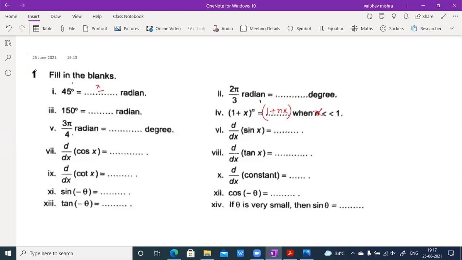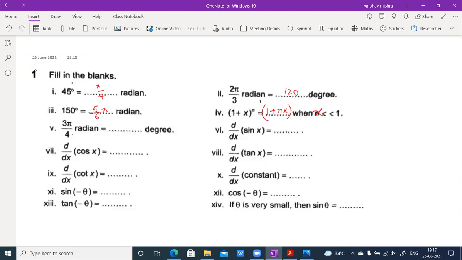45 degrees is pi by 4, 2 pi by 3 is 120 degree. 150 degree is how much? 150 into pi by 180. Okay, 15 by 18, which is 5 by 6 pi. 5 by 6 pi. And similarly radian.